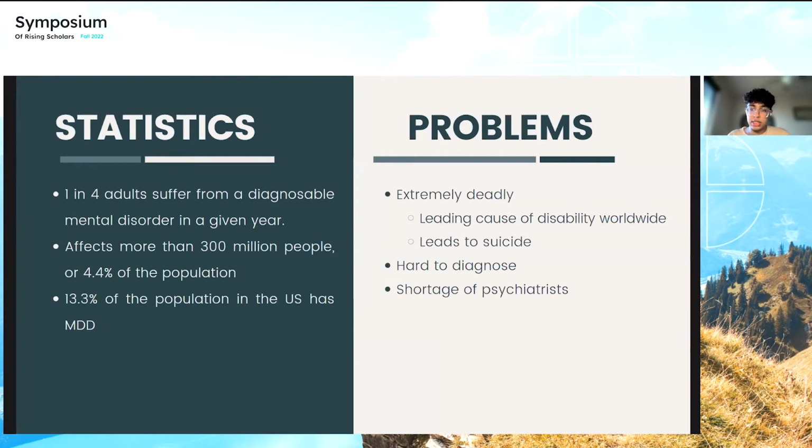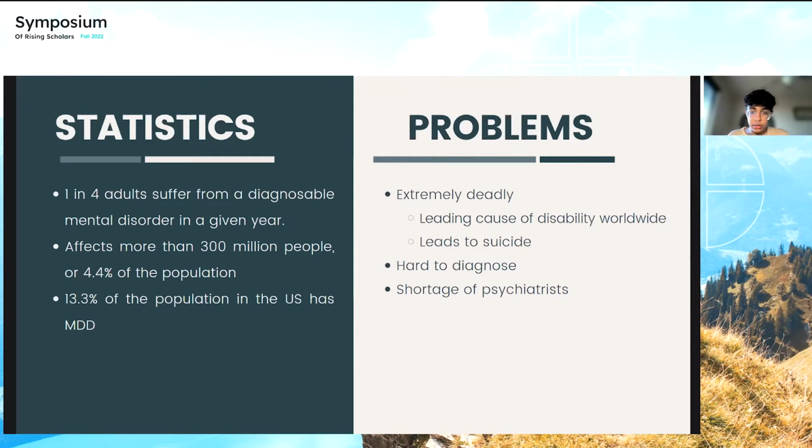Johns Hopkins Medicine estimated that 26% of adult Americans suffered from a diagnosable mental disorder in a given year, and the UN stated that depression is the leading cause of disability worldwide and that it affects more than 300 million people a year, or 4.4% of the global population, and 13.3% of the population in the US alone. Clearly, MDD is a global issue, but there are other problems.